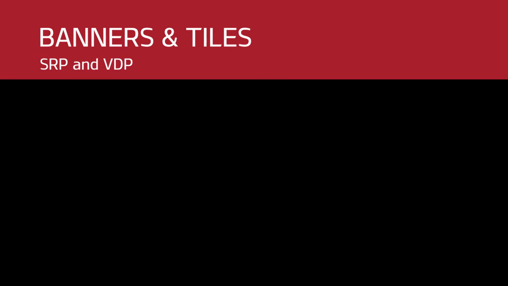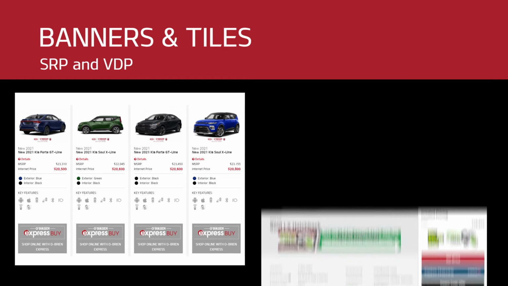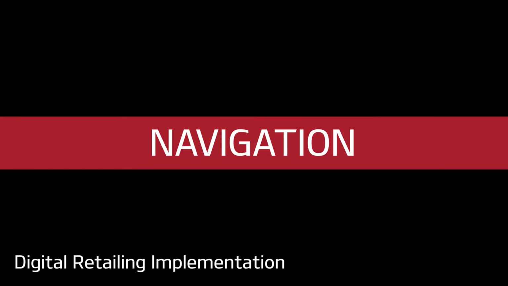Banners can also help the customer start digital checkout from the SRP, or search results page, and the VDP, vehicle detail page. These are prime locations for banners. The idea is to make sure the consumer is aware of a digital checkout option. Navigation is one of the most important aspects of any website. You want customers to be able to get where they are going easily, without getting confused by menus or lost on pages that don't go anywhere.